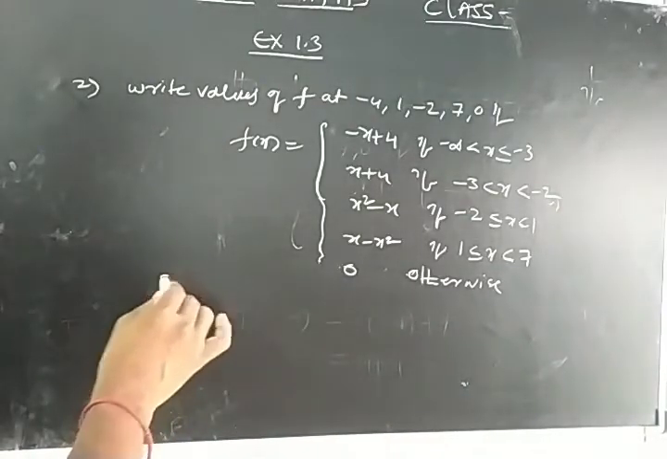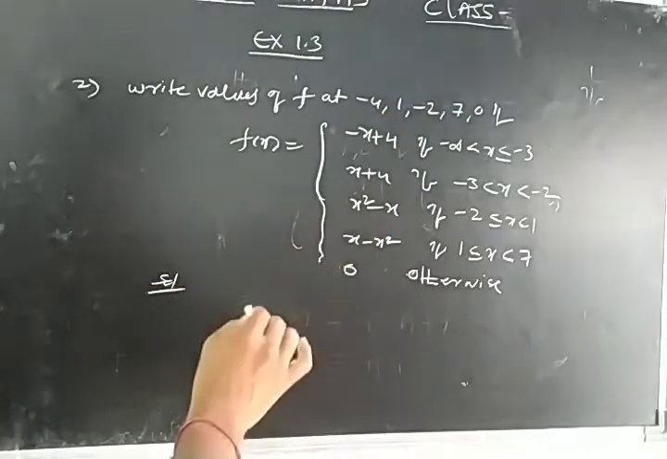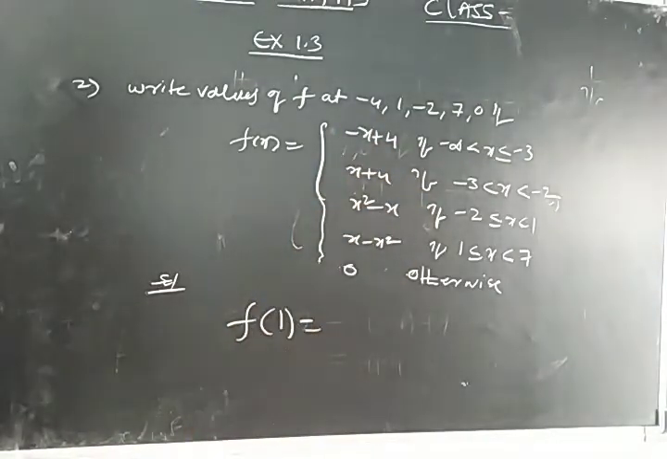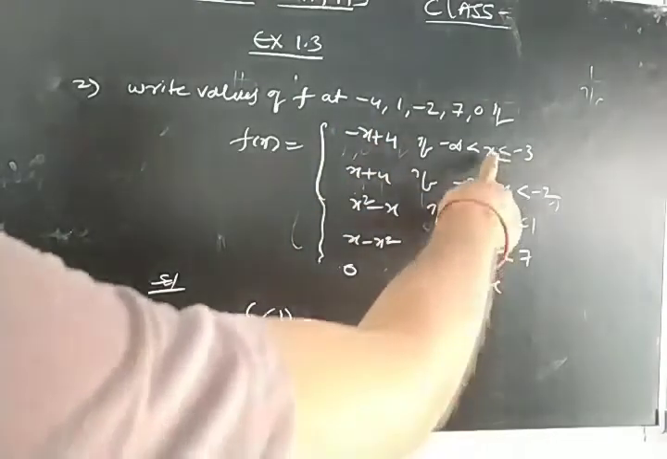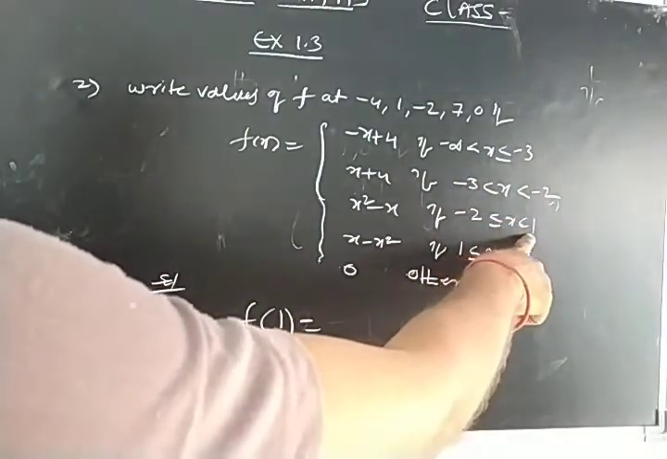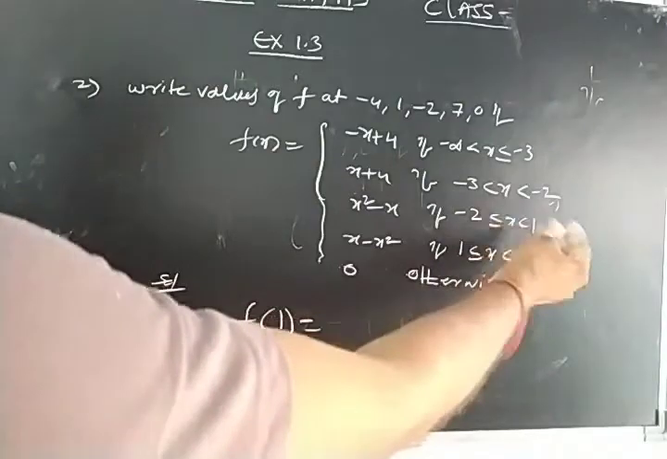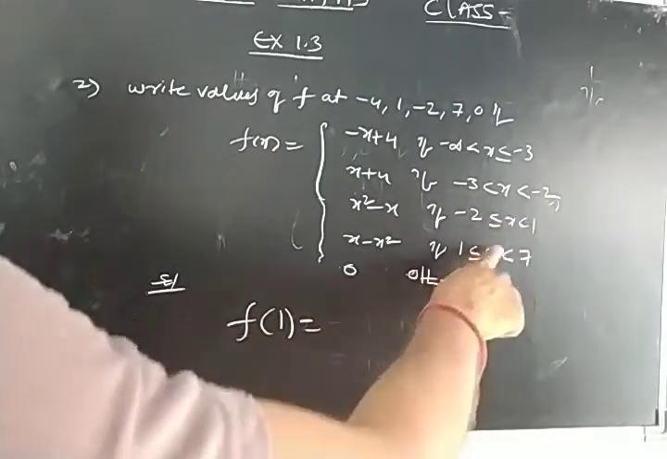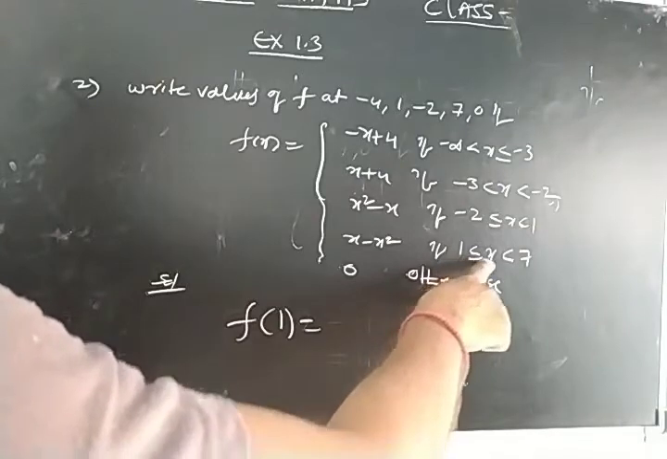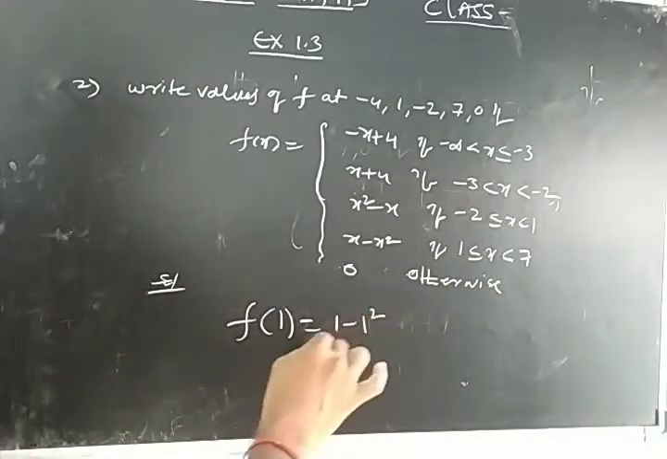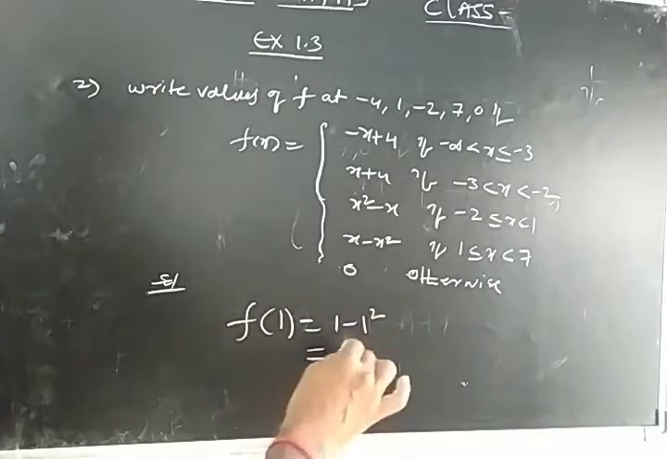Next, I am finding the function value at 1. Before using the definition, again check where 1 lies. In this interval, no. In this interval, no. Here, no. So we cannot use these. Here 1 is equal to, so we can use this definition. In this definition, I am substituting 1. 1 minus 1 square is 0.